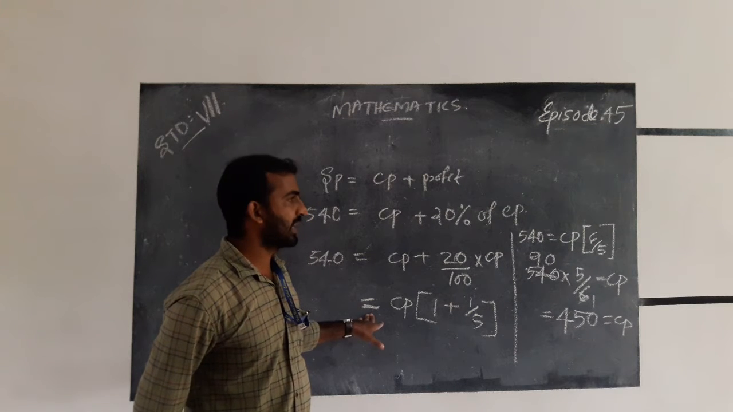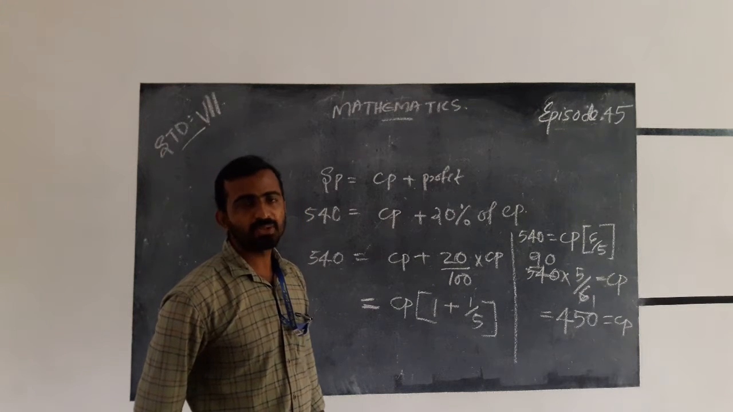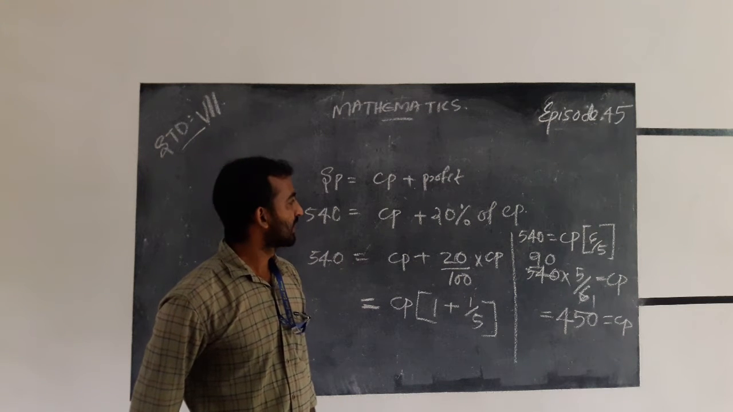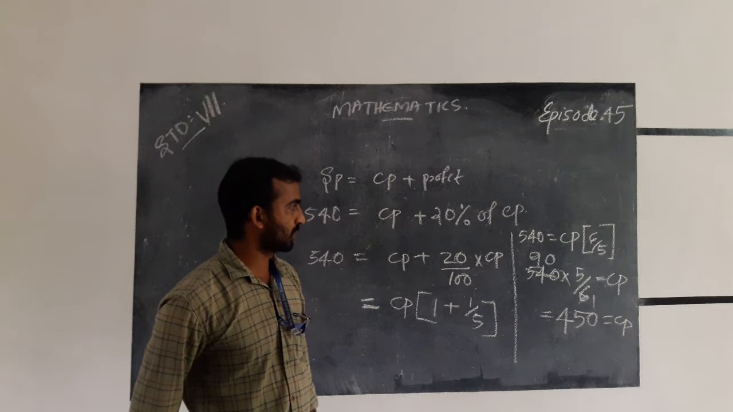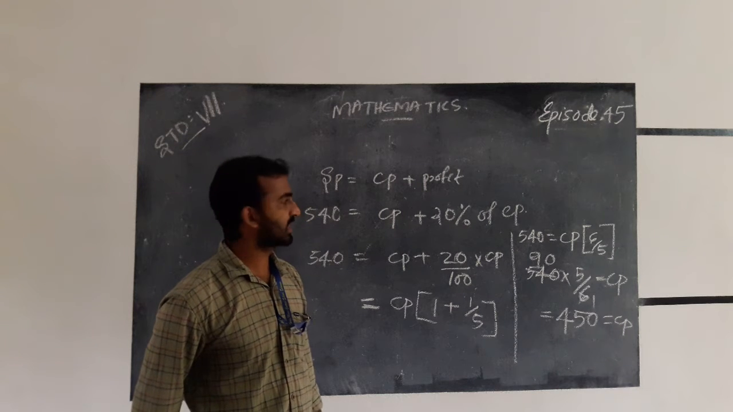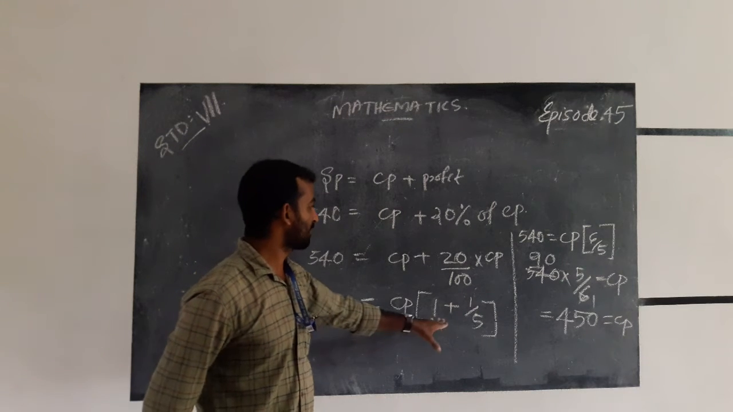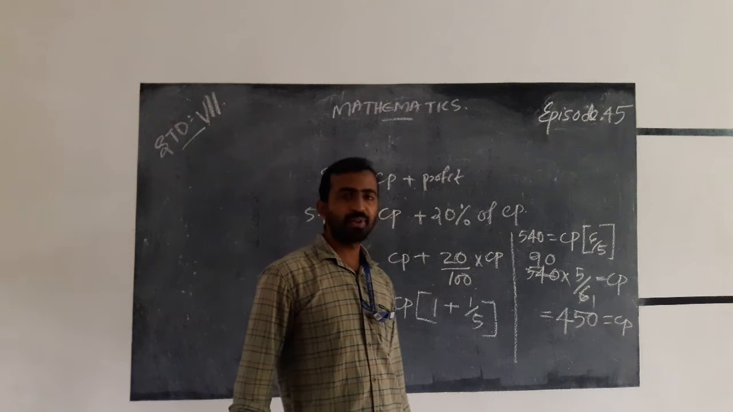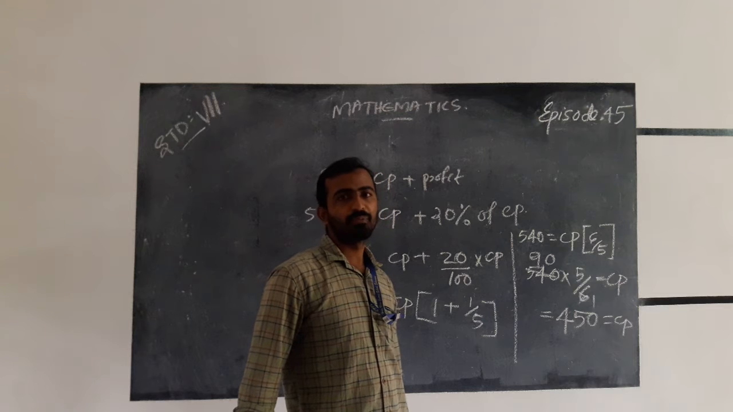That is CP into 1 plus 1 by 5. That is 540 equals CP into 6 by 5, because 1 plus 1 by 5 is 6 by 5.